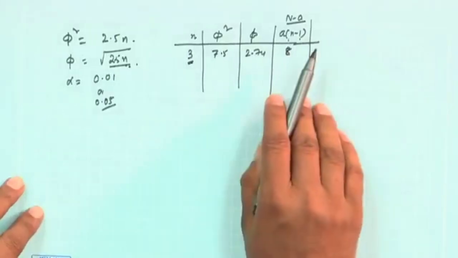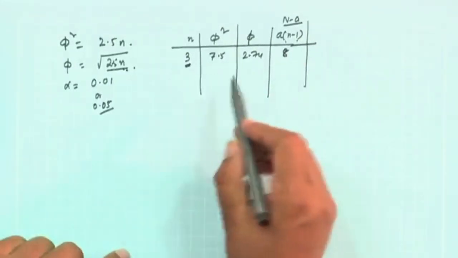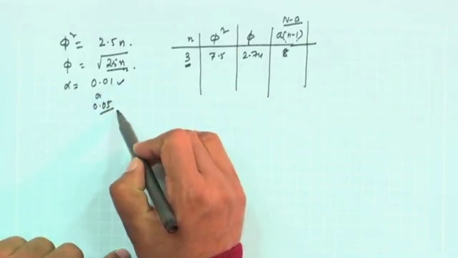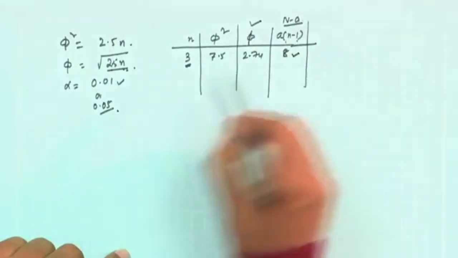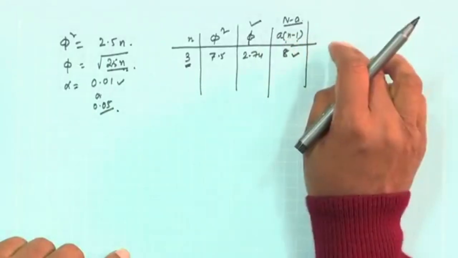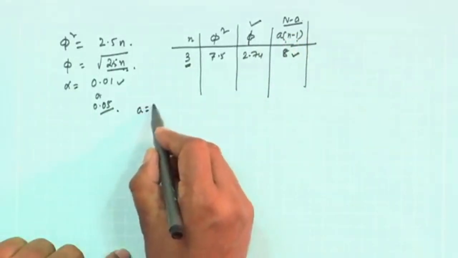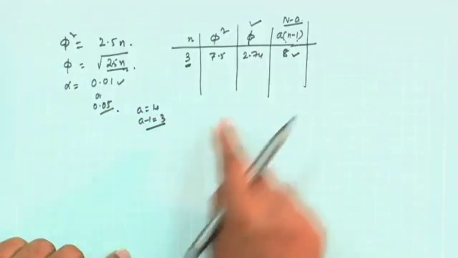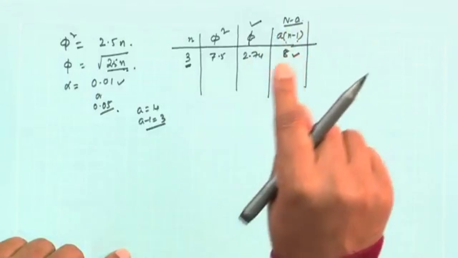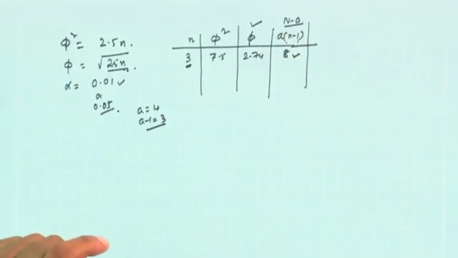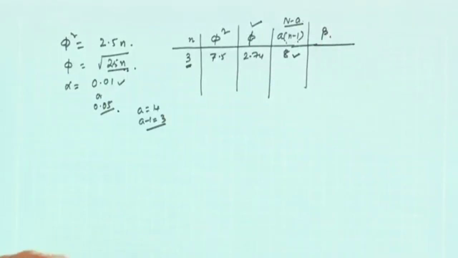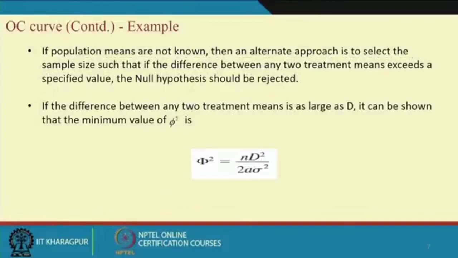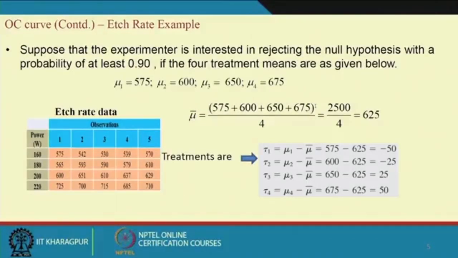Now you are in a position to use the OC curve, because you can fix alpha at some value. Phi is known, n minus a is 8, and a minus 1 is 3, because here a equals 4. So, all relevant information to use the OC curve is available. Now, what will be the value of beta? So, let us see the OC curve.